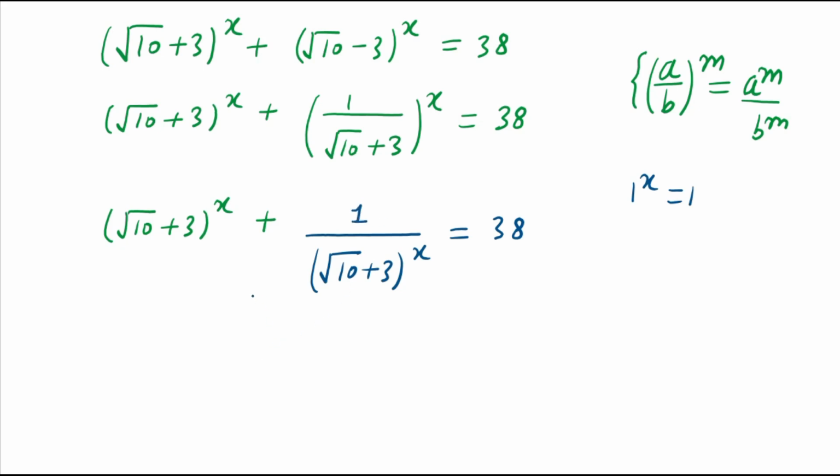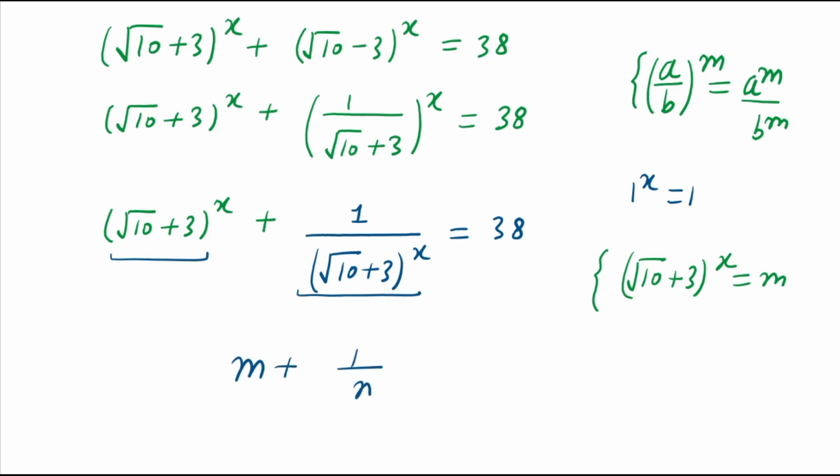Now here we will apply substitution, and if we substitute (√10 + 3)^x equal to m, then in the left hand side this expression and this expression are replaced, so we get m + 1/m, and this is equal to 38.